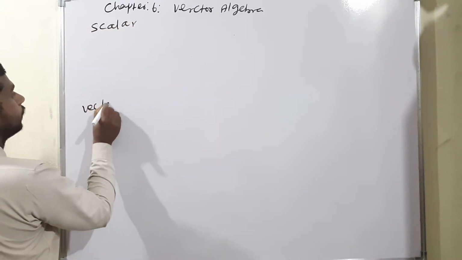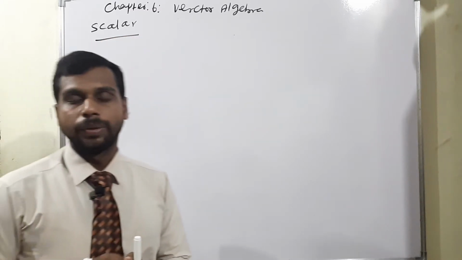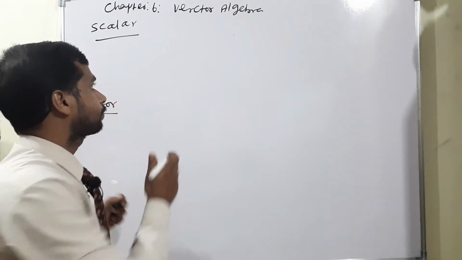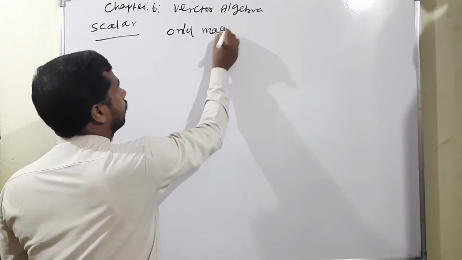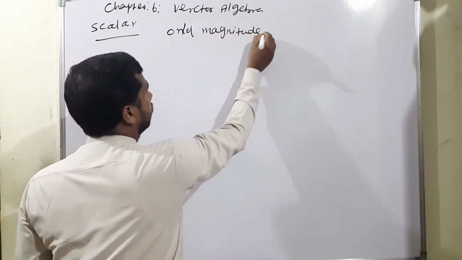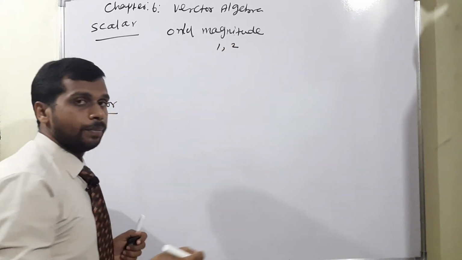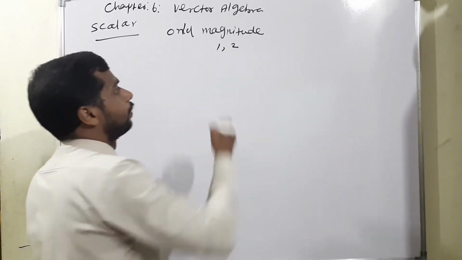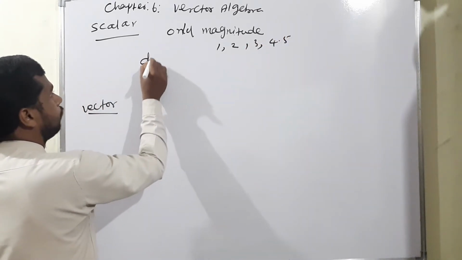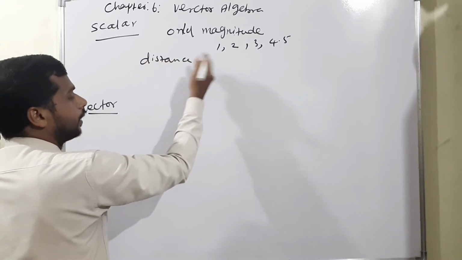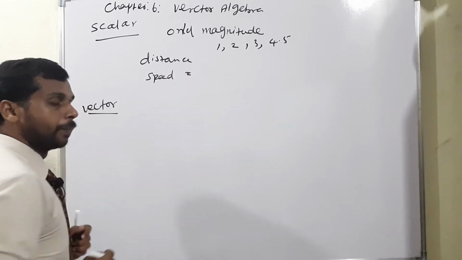Scalar means only magnitude. Magnitude means number. What is the meaning of scalar? Only magnitude. Magnitude means according to the number. Number means we can say 1 centimeter or 2 kilometer, or a number like 3 or 4.5. For example, distance means we can say 30 kilometer of distance, as well as speed means 30 kilometer per hour, like that.